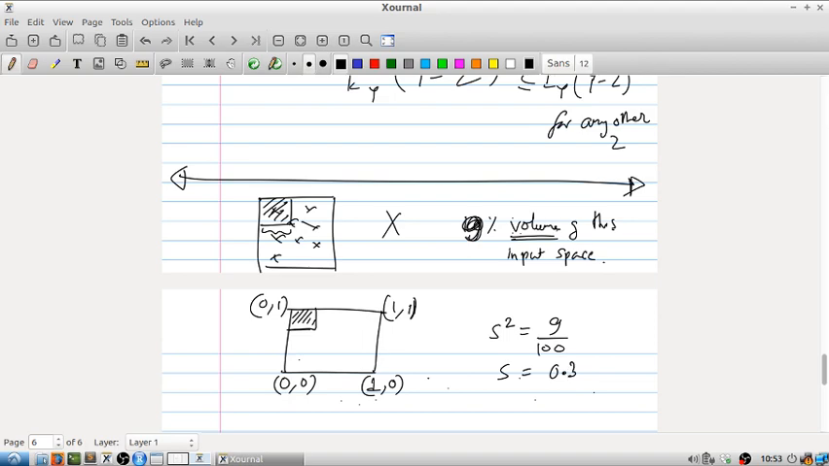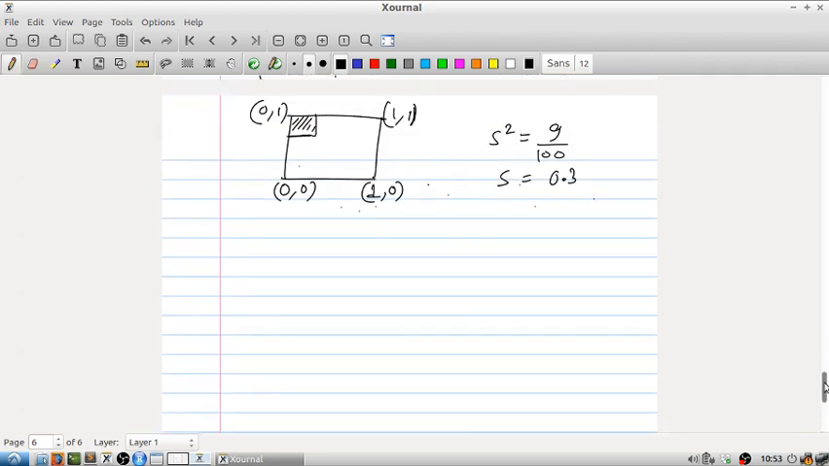Now, one manifestation of the curse of dimensionality is this. If you have, I don't know if I can give numbers here. Okay, let's actually.